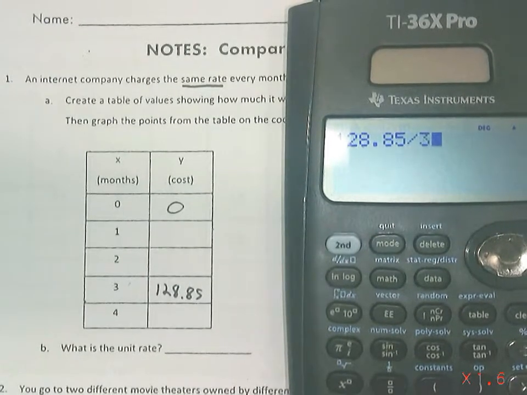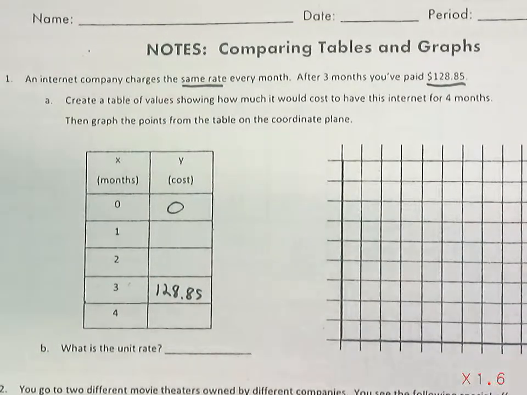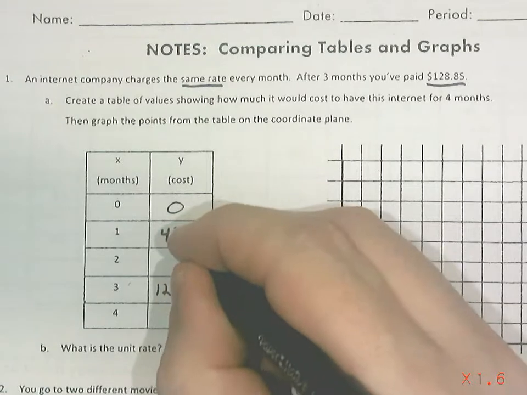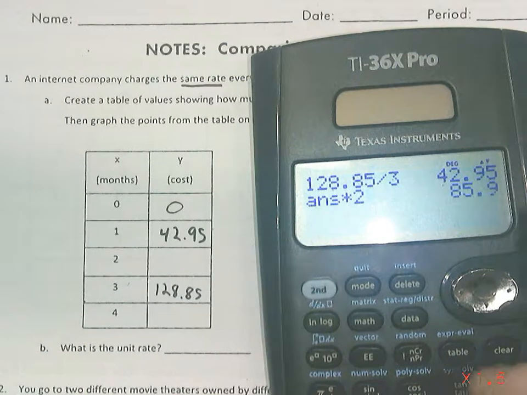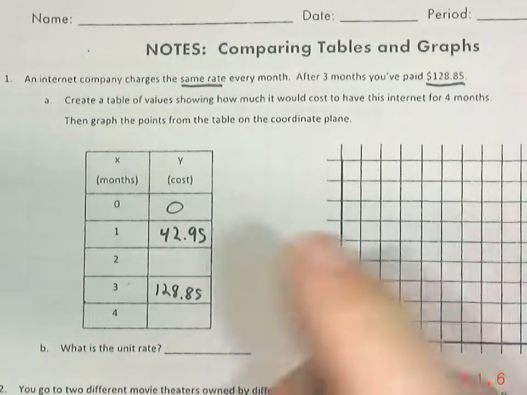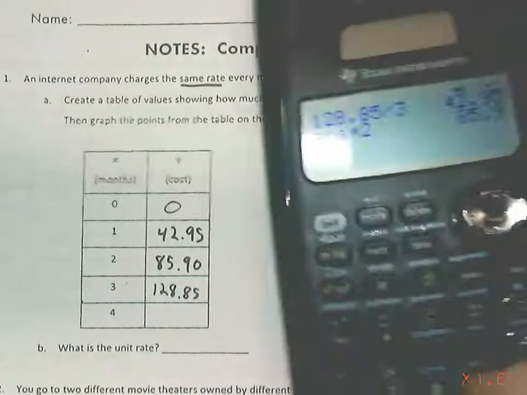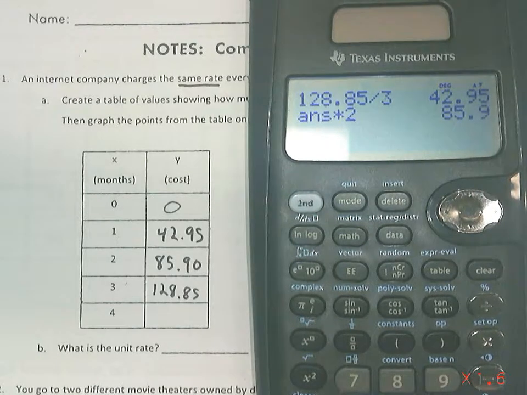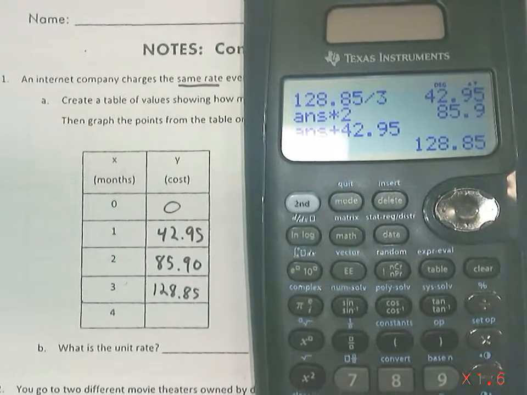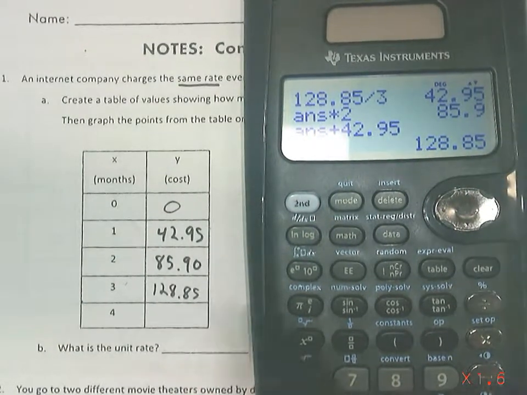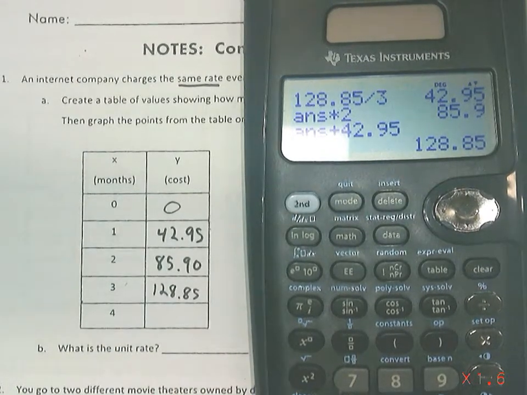128.85 divided by 3 is $42.95. So after 1 month, it should be 42.95, and then after 2 months it should be $85.90. And again, just to double check, 85.90 plus 42.95 is 128.85. So that works, right? 0 months costs 0. After 1 month, $42.95, then $85.90.